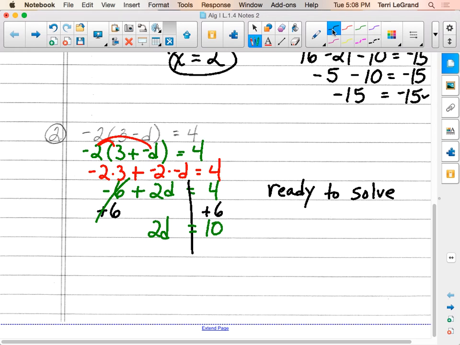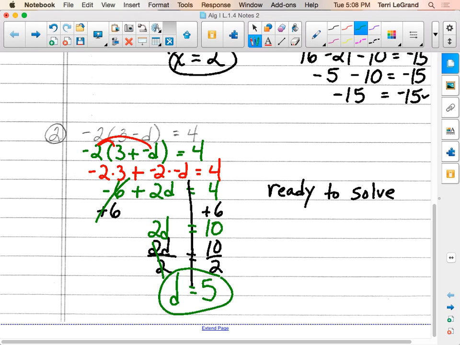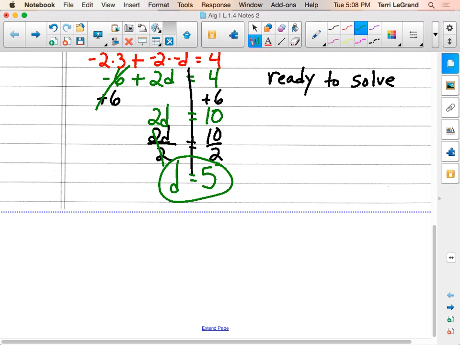Our next move is going to be divide both sides by the 2 that d is being multiplied by. And we should have our d alone now. 10 divided by 2, 5. We believe the solution for this one is 5.